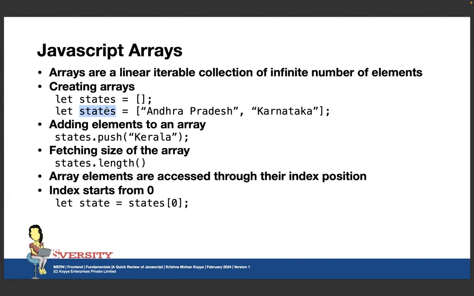Once you have an array either way, if you want to add more elements to that array, what you need to do? Use the function called push. For example, here states.push Kerala. So the array will have Andhra Pradesh, Karnataka, followed by Kerala as the third element. You can always fetch the size of the array. And the array elements are accessed through their index position, and index starts from 0. That is important, like in any other programming language. So for example, if I say states 0, what is there in the 0th position? It is Andhra Pradesh. So that will be returned and assigned to the variable called state.